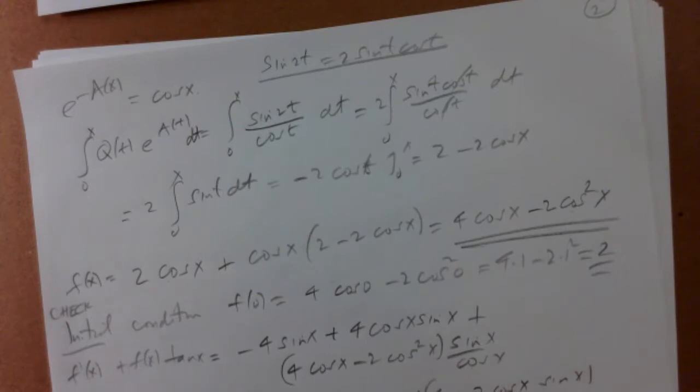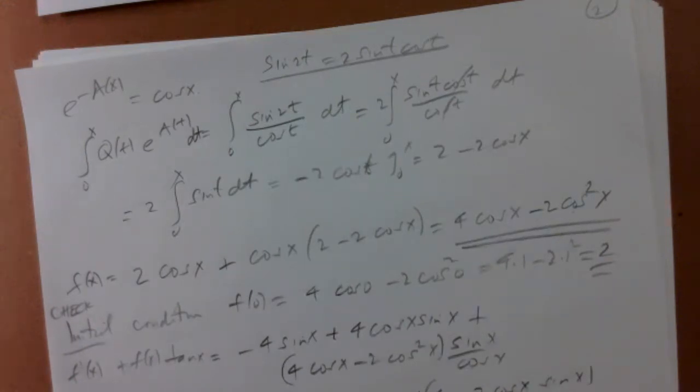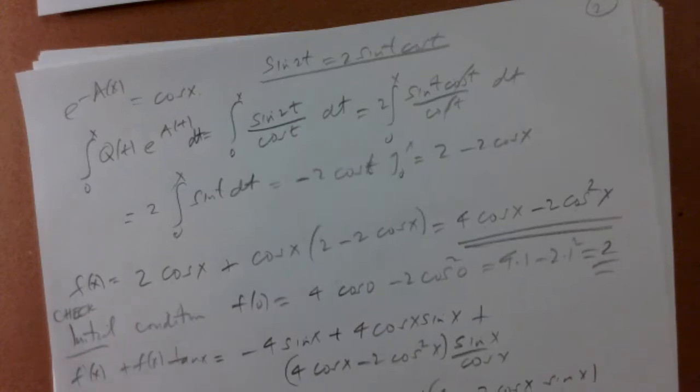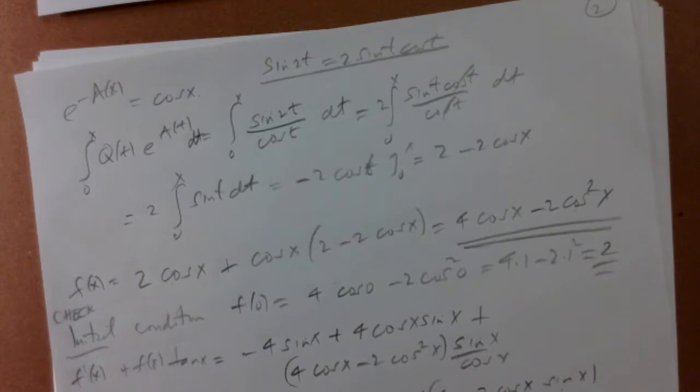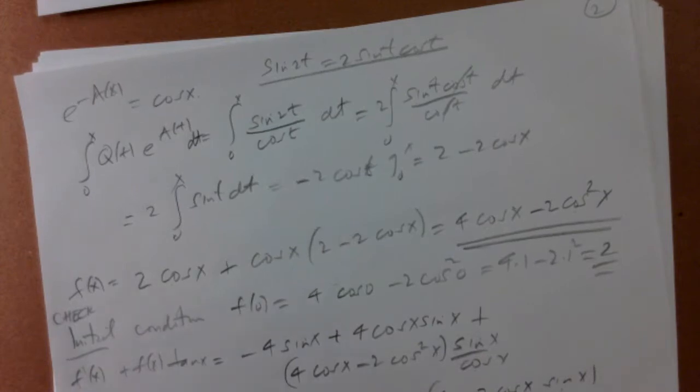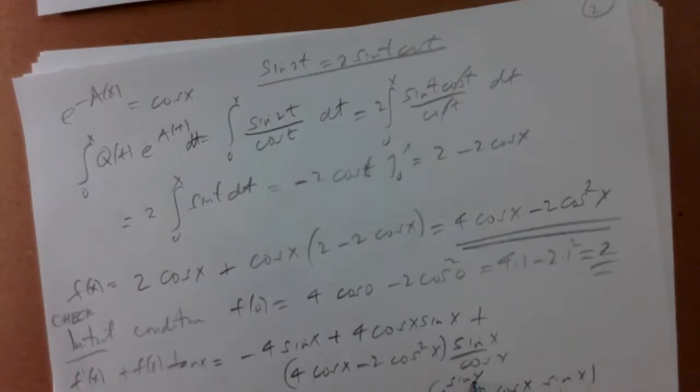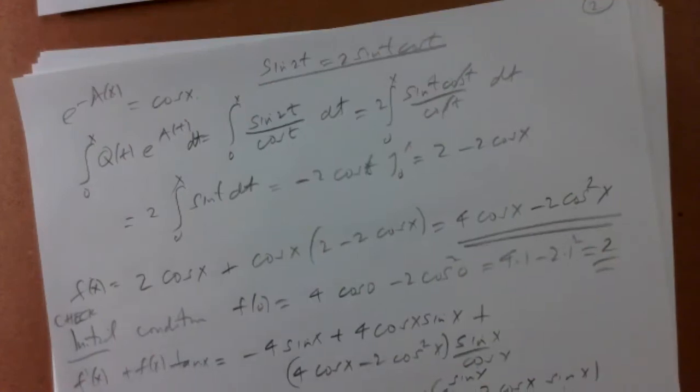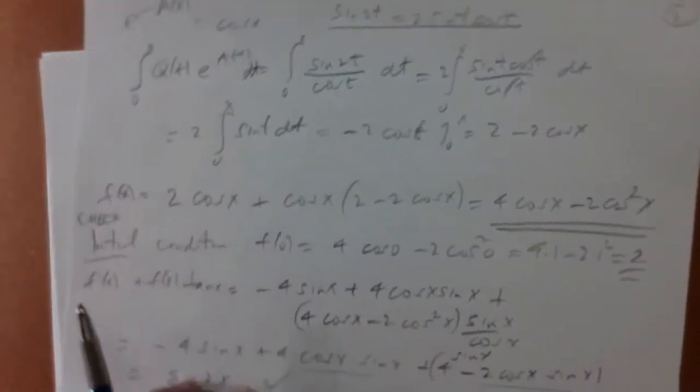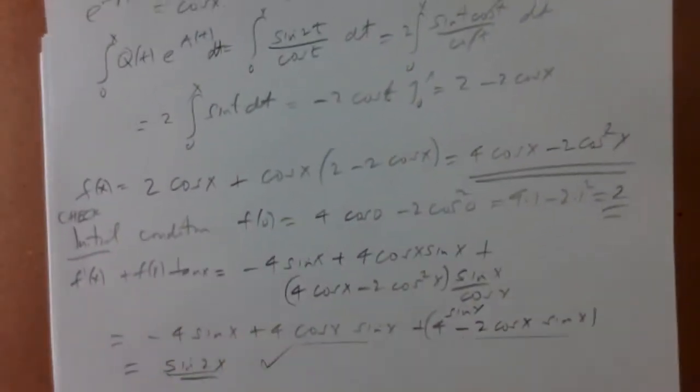So what is all this? I have 4 cosine x sine x minus 2 cosine x sine x. So that's 2 cosine x sine x, which is sine 2x. And minus 4 sine x plus 4 sine x cancel. So I have sine 2x. What was my differential equation? This equals sine 2x. So this function I just calculated solves the differential equation and the initial condition.